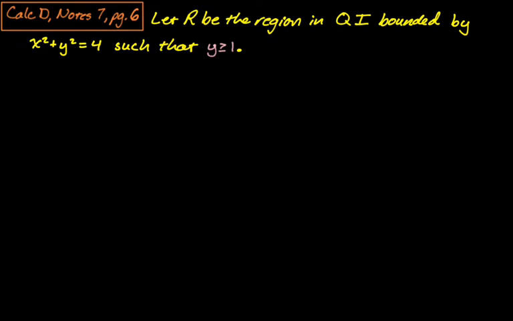So R is going to be the region in quadrant 1 bounded by x squared plus y squared equals 4, such that y is greater than or equal to 1. So there's kind of a lot going on there. We're in the first quadrant, we're bounded by this circle that has a radius of 2, and y has to be greater than or equal to 1, so a lot going on.